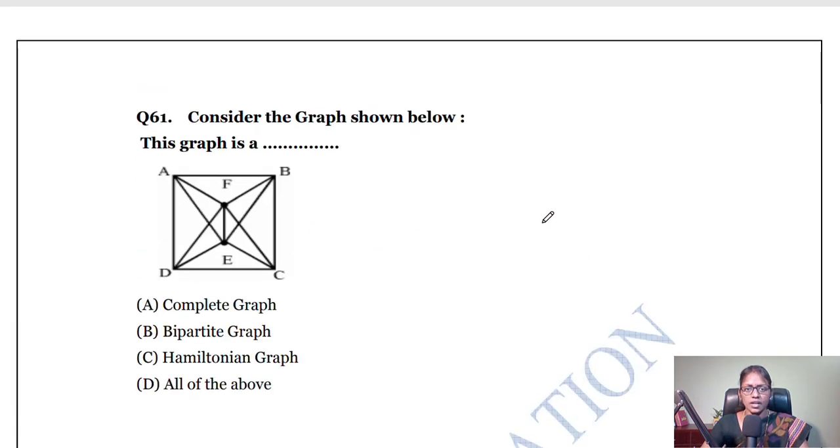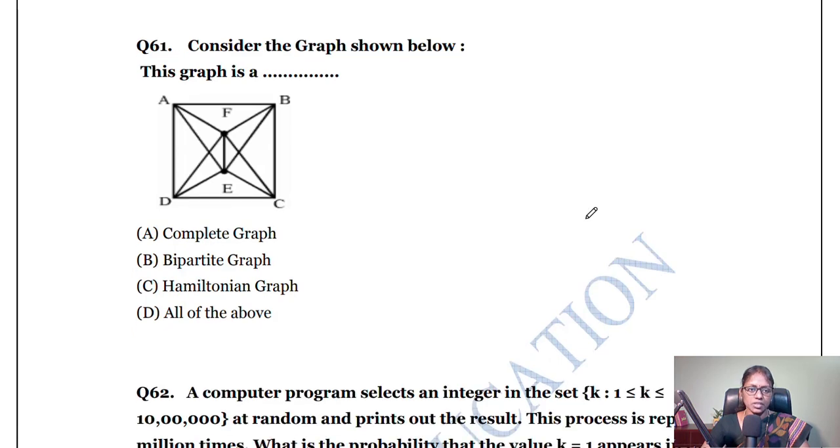Consider the graph shown below. This graph is a complete graph? No. So a vertex should be connected with all other remaining vertices. So A is not connected with C, right? So it is not a complete graph, and it is also not a bipartite graph. Then, is this a Hamiltonian graph?